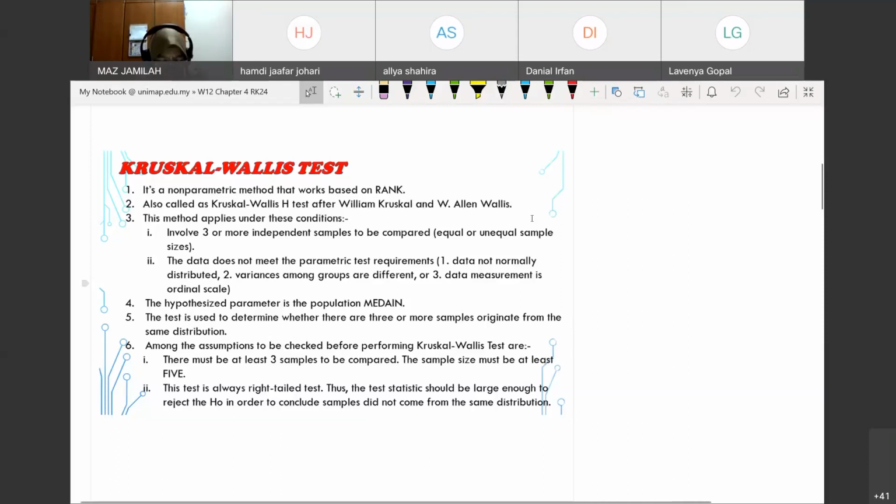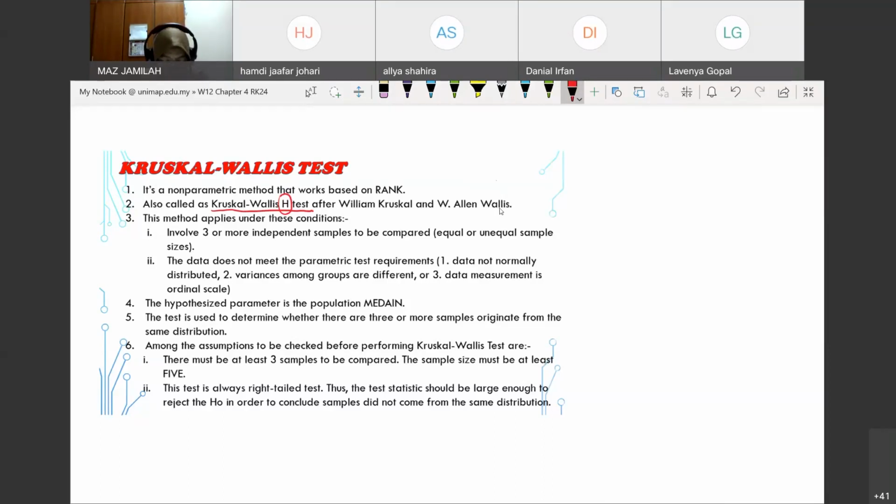It is also called the Kruskal-Wallis H test. So another name for the Kruskal-Wallis test is the Kruskal-Wallis H test. That's why later on we are going to use the H value as the indicator of our test statistic. This test is named after William Kruskal and W. Allen Wallis. These two came up with this particular method of testing three or more populations.